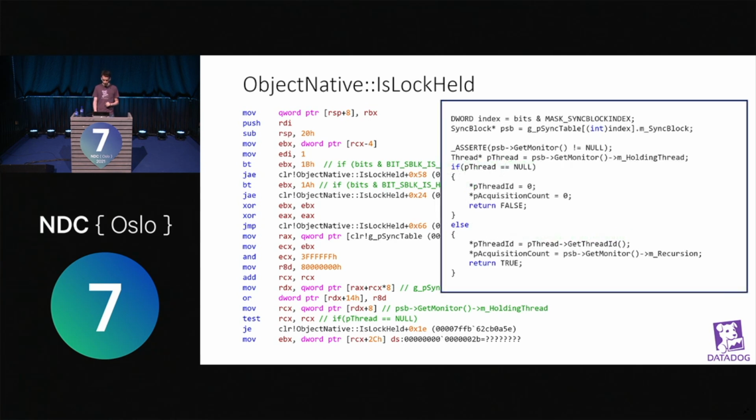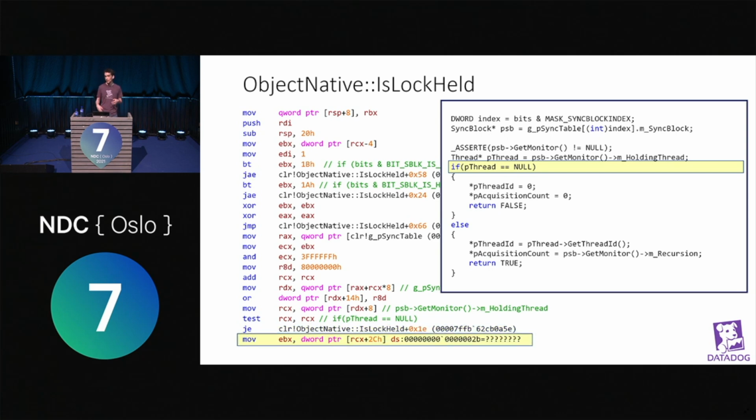So here we are calling test RCX, RCX, which checks if pThread is null. The way it's going to work is that it's going to set the zero flag of the CPU if the value of RCX is 0. So basically it's going to set the zero flag if pThread is null. Then we have this JE instruction. JE is going to jump to the target address if the zero flag of the CPU is set. So it's going to jump if RCX was 0. So it's going to jump if pThread was null.